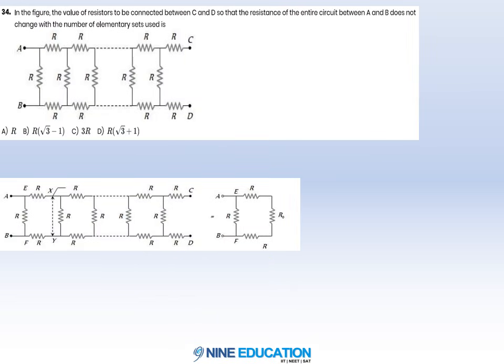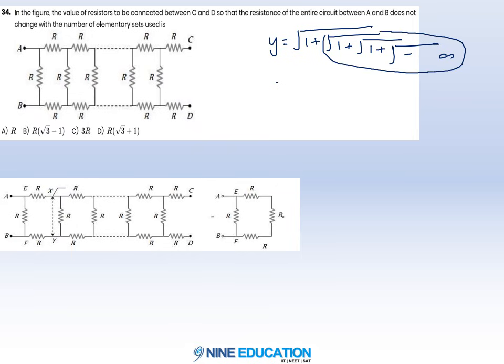Yeah, to solve this question, let me ask you, have you solved this type of question? Y is under root 1 plus under root 1 plus under root 1 plus under root, and up to infinity. So in those types of questions, how do we solve them? We can put this value also as y. So we can put it like this, 1 plus y. So we get one quadratic equation and we can solve for the value of y.